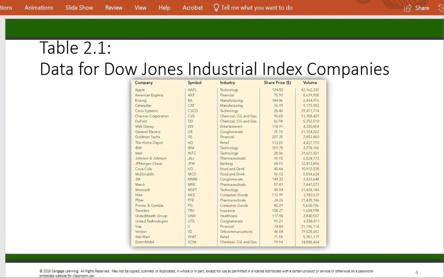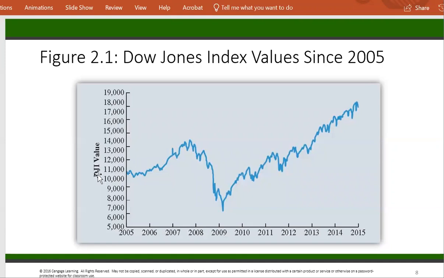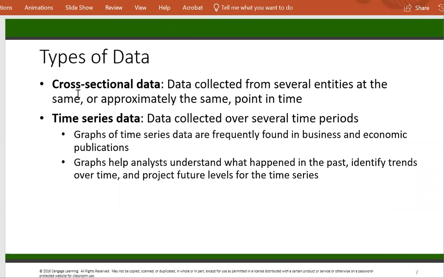Whereas in this example, this is the Dow Jones Industrial Index value on different days from 2005 to 2015. This can be a monthly value or weekly value. So as you can see, we have recorded the values of one variable at different points in time, right? So that's the difference between the two.